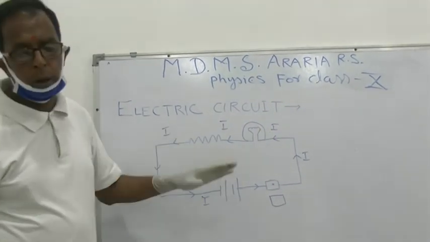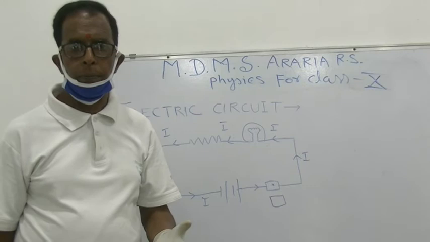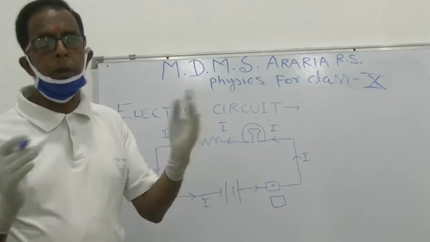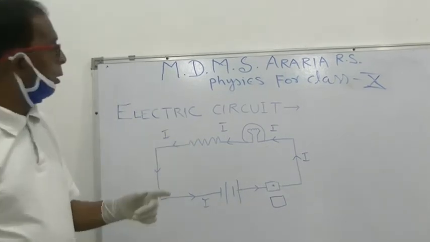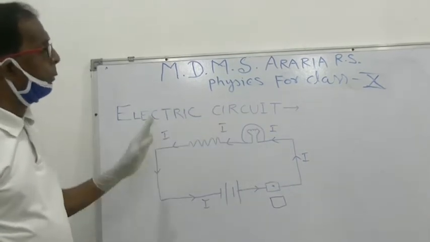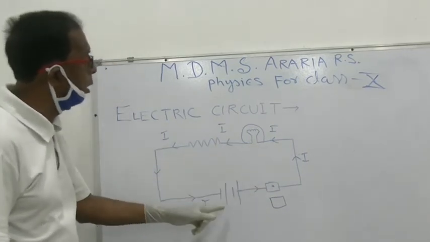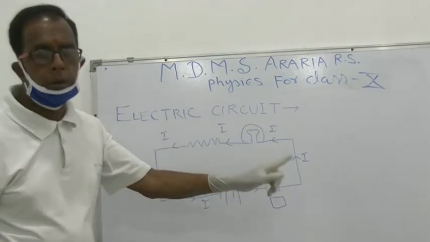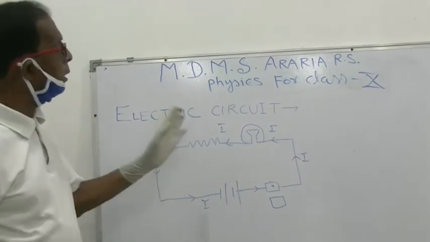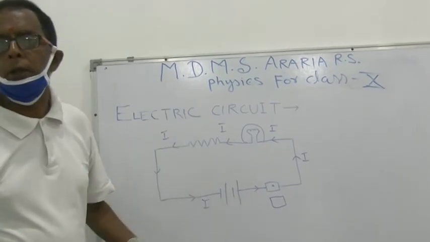This is an electric circuit, and what is an electric circuit diagram? You have learned what an electric circuit is. Now, what is an electric circuit diagram? The definition is, when the electric circuit is represented by the symbols of different electrical components present in the circuit, it is called a circuit diagram. Circuit diagram is the symbolic representation of an electrical circuit.